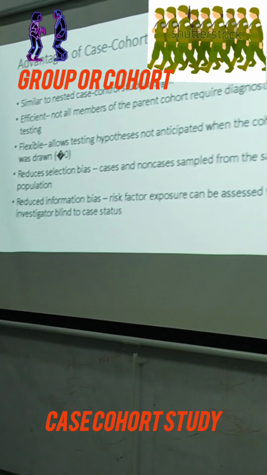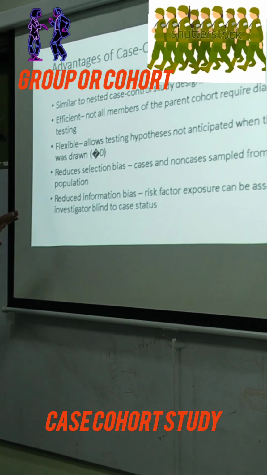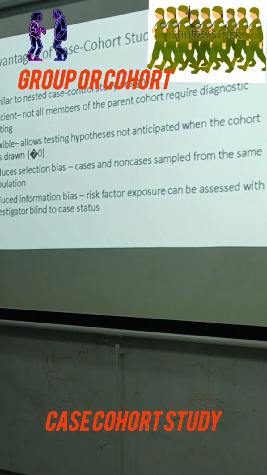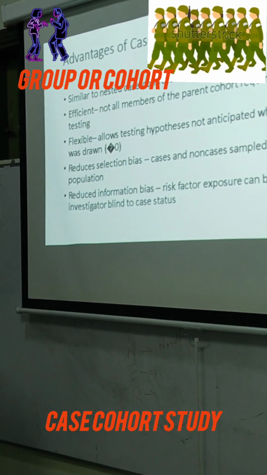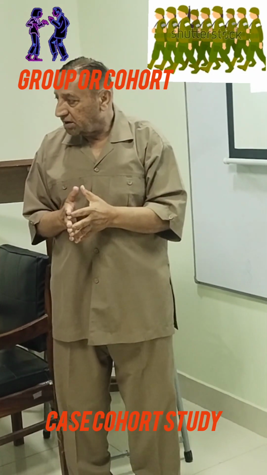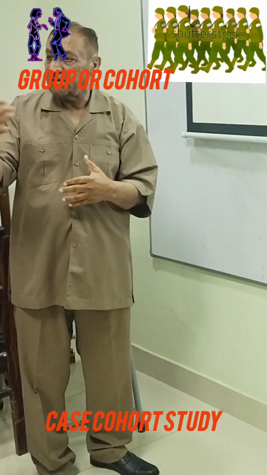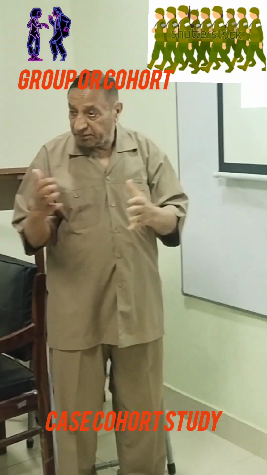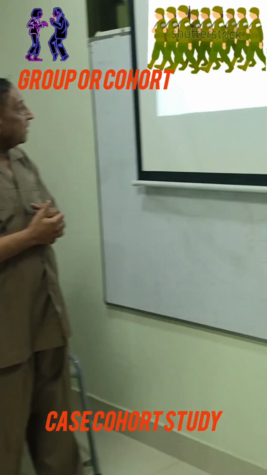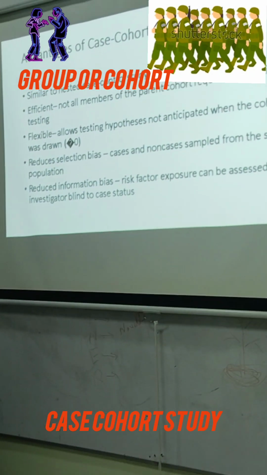So these are the case cohort study advantages. It is similar, but it is efficient, flexible, and allows testing hypotheses not anticipated when the cohort was drawn. So you can have an alternative or another hypothesis and test it through this study. Otherwise, we make the hypothesis at the start and test it at the end, but here there is flexibility that you can develop another hypothesis during the study period. It reduces selection bias and reduces information bias. Next, please.